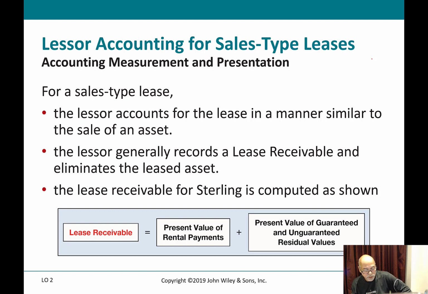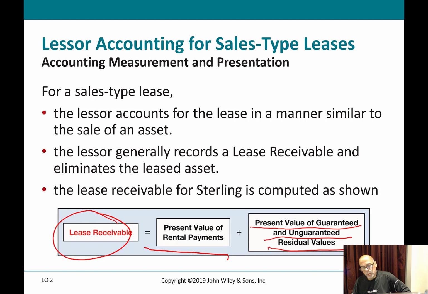Okay, all right, good. So we're going to basically look as though we are going to sell the property. The lessor generally records a lease receivable and eliminates the leased asset, and the lease receivable is going to be the present value of rental payments plus the present value of guaranteed and unguaranteed residual values. Of course, they should say or. Can't really be both. It can't be guaranteed and unguaranteed. From problem to problem, it could be guaranteed or unguaranteed.